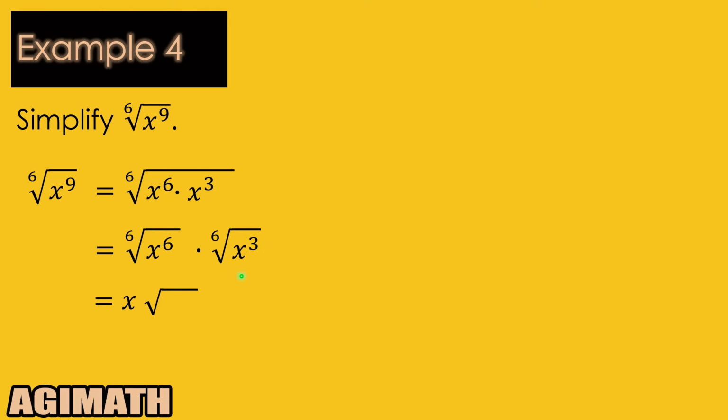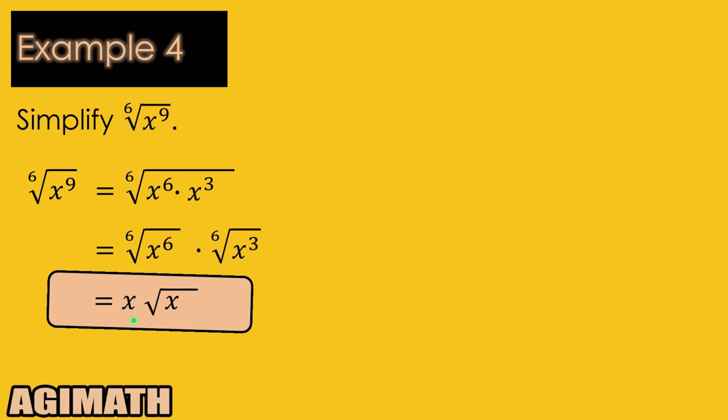So 6 divided by 3 is equal to 2. So instead of an index 6, it is reduced to 2 because they have a common factor. And then 3 divided by 3 is 1. So we have x to the power of 1, or simply x. And since the index is 2, we don't need to write 2. So the final answer is x times the square root of x.